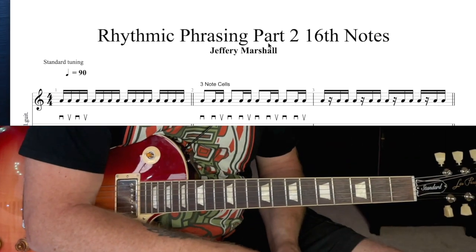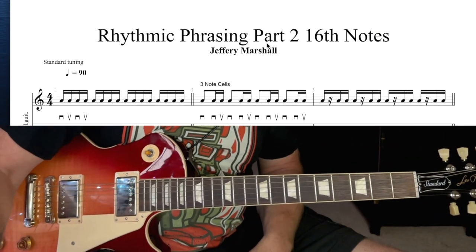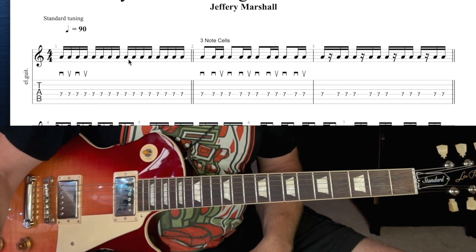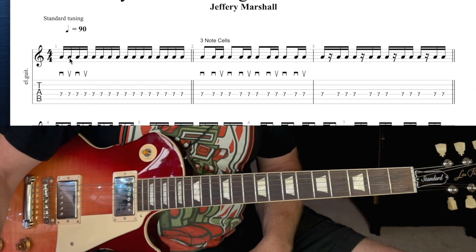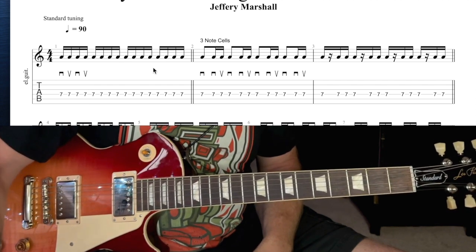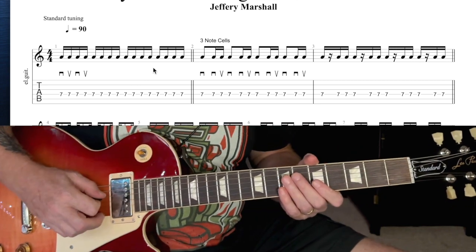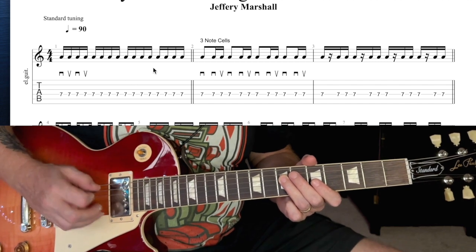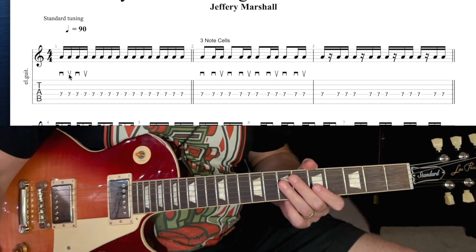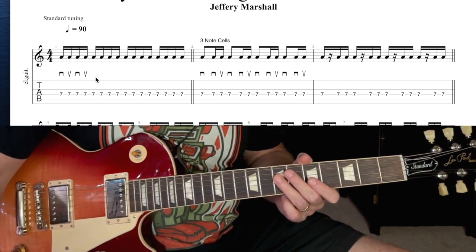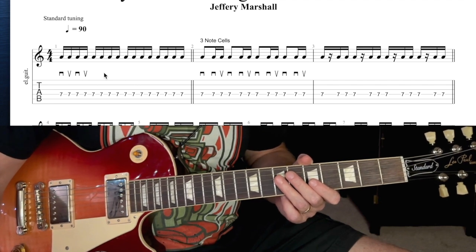Okay, here we have rhythmic phrasing part 2. This is 16th notes, and the very first one here is just what a measure of all 16th notes would look like. You're going to subdivide those into 4 per beat: 1 E and a, 2 E and a, 3 E and a, 4 E and a. When I'm playing, I'm not really thinking about upstrokes and downstrokes, but it's a good thing to do when you're first getting into this stuff because it gives you a way to organize things.